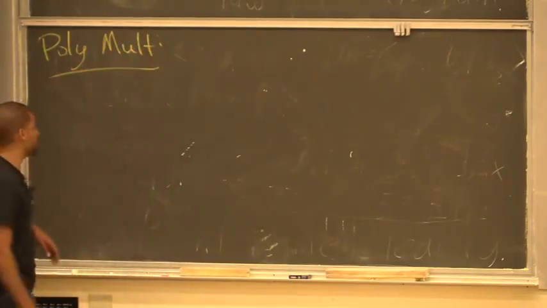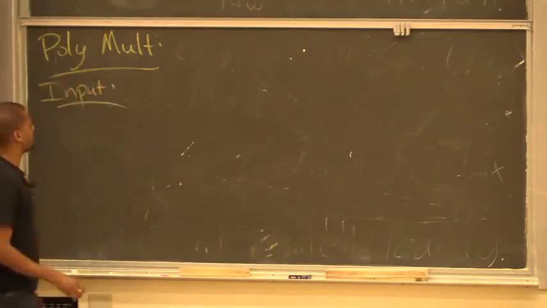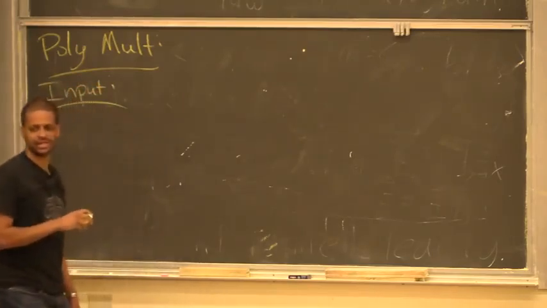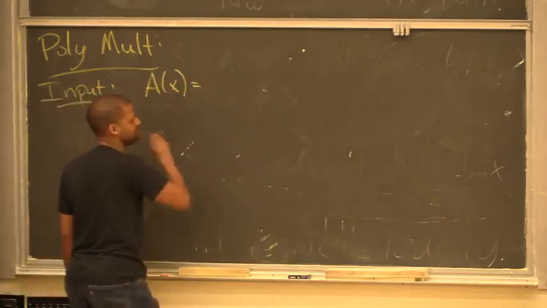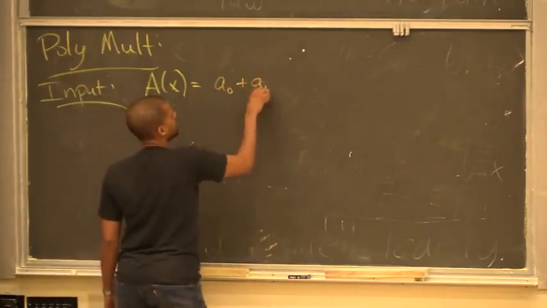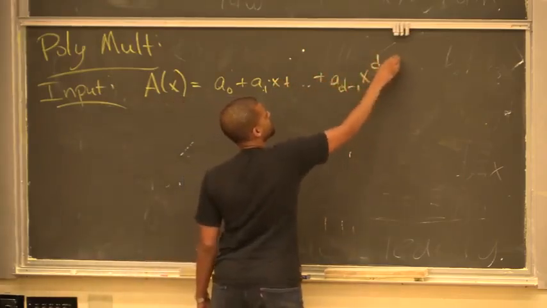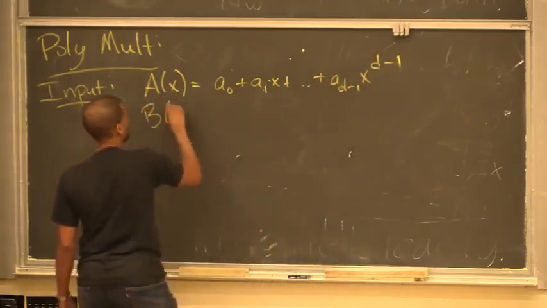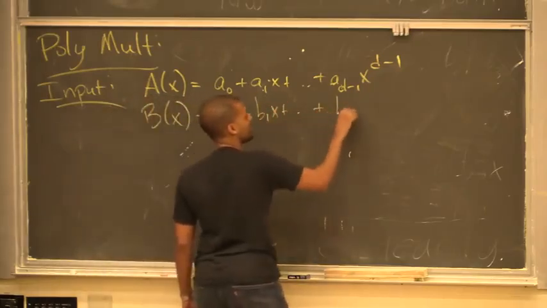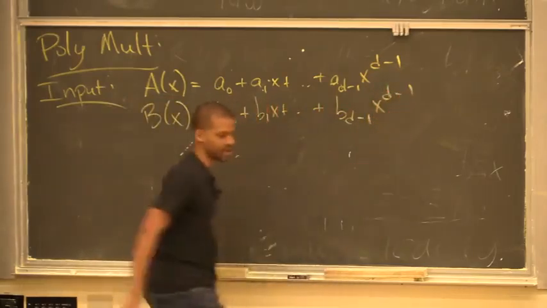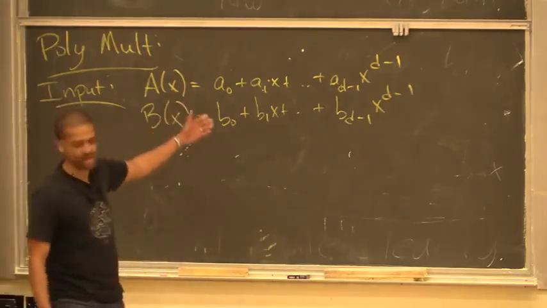So what we're given as input is two polynomials, each of degree less than d. So we're given A(x), which is equal to a0 plus a1 times x plus ... plus a_{d-1} times x^{d-1}. And we're also given as input a polynomial B(x), which is b0 plus b1x plus ... plus b_{d-1} x^{d-1}. Okay, so the input is basically two vectors of these coefficients. So we're given the coefficients a_i's as well as b_i's.